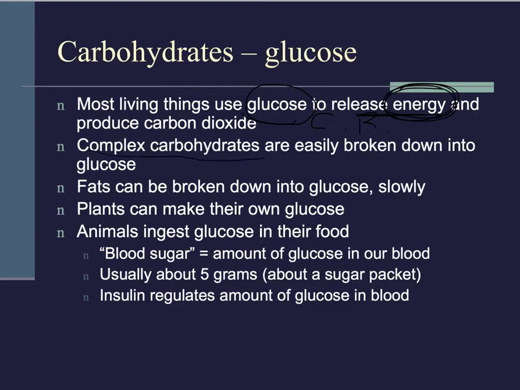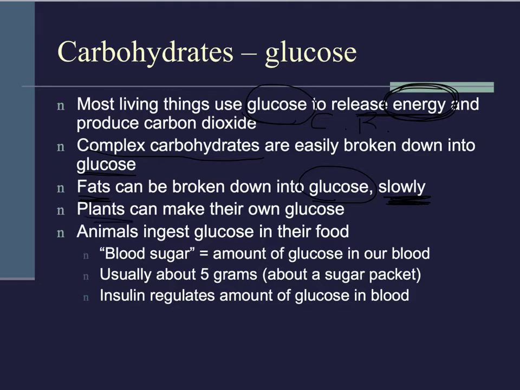Complex carbohydrates that we eat are even broken down into glucose. Even fats that we have stored in our body, when we don't get enough of those carbohydrates, those fats get broken down into glucose. It's a little more slow, which is why it takes you a lot longer to lose a pound of fat, because it takes a lot more work, much slower, to break that down.